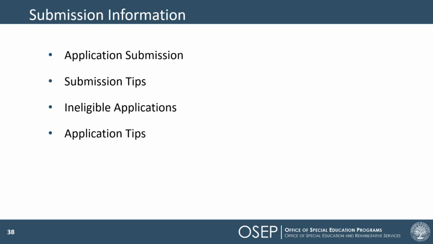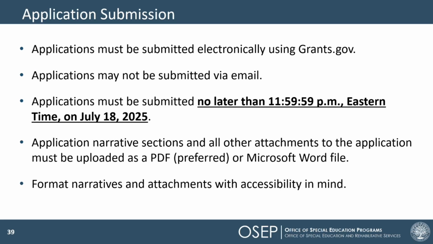Slide 38, Submission Information. Application submission, submission tips, ineligible applications, and application tips. Application submission. Applications must be submitted electronically using grants.gov. Applications may not be submitted via email. Applications must be submitted no later than 11:59 p.m. Eastern Time on July 18, 2025. Application narrative sections and all other attachments to the application must be uploaded as a PDF or Microsoft Word file. Format narratives and attachments with accessibility in mind.